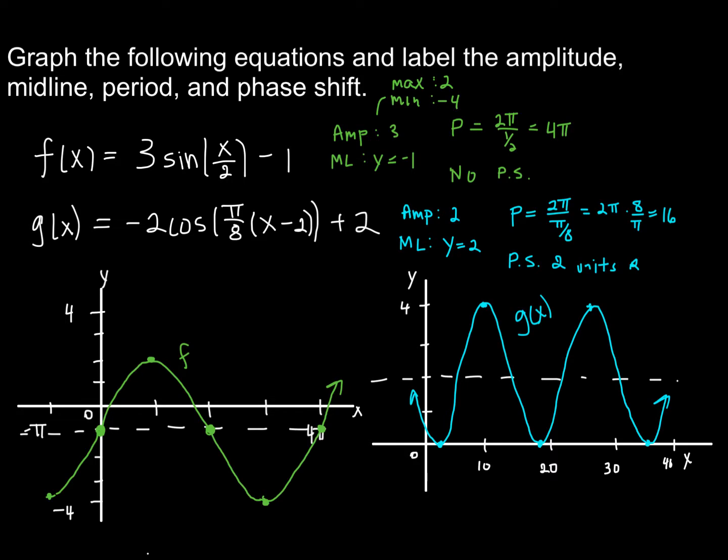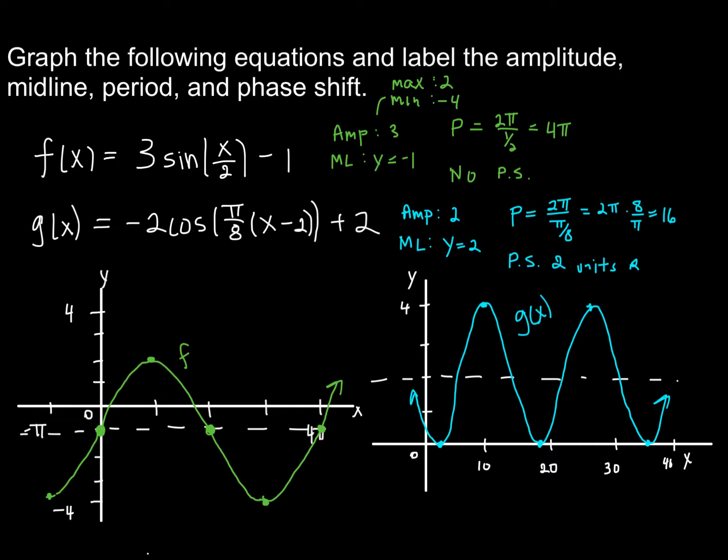If you're envisioning this, sine starts at the midline and then increases and then hits its maximum and decreases. Anyways, we then go find the amplitude and the midline, 3 and y equals -1. That allows us to determine the max, which will be 2, and the minimum, which will be -4. The period is 2 pi divided by 1/2. 2 divided by 1/2 is 4, so you have 4 pi. And there is no phase shift.